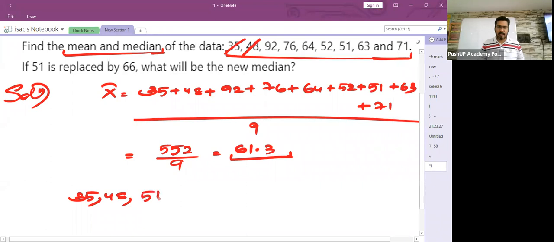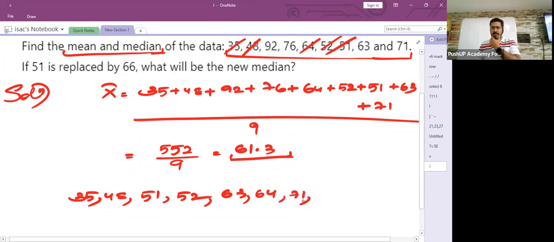51, all right. Then comes 52. After 52 comes 63. Yeah, 63. Then after 63 comes 64. Then after 64 comes 71. After 71, 76. After 76, 92. All right. So all the 9 observations have been arranged.